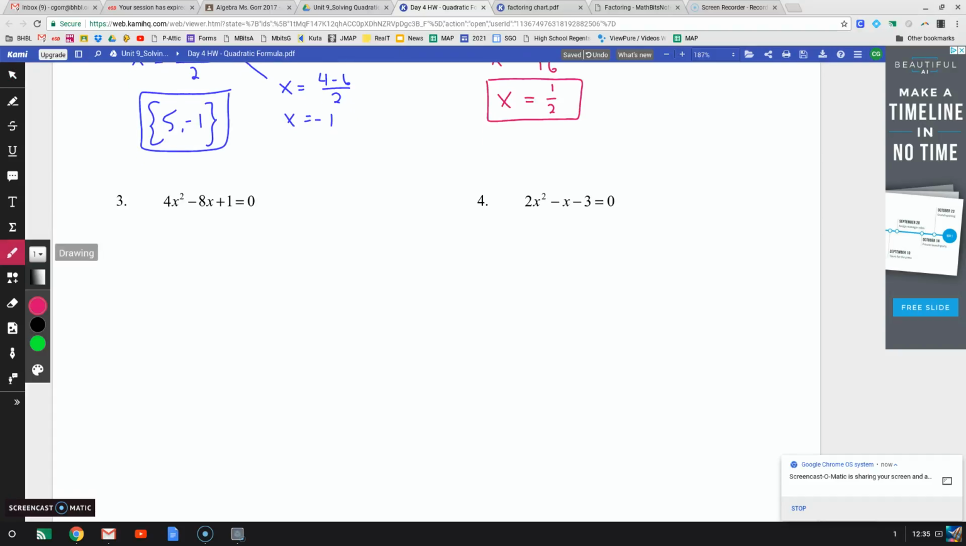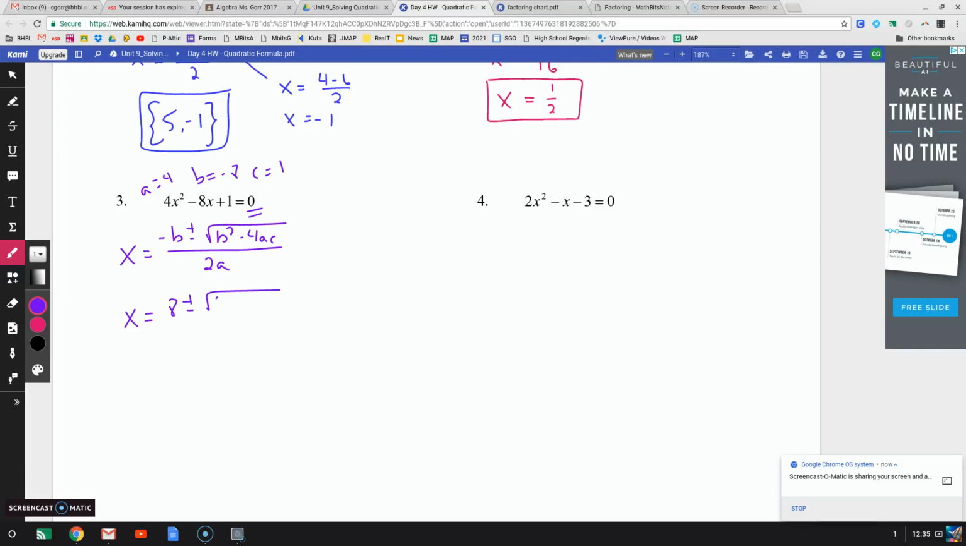Let's talk about number 3. In question 3, again, I'm identifying that my equation is equal to 0. So I'm going to write down my quadratic formula. x equals negative b plus or minus square root b squared minus 4ac all over 2a. My a is 4, my b is negative 8, my c is 1. So 8 plus or minus the square root of negative 8 squared minus 4 times 4 times 1, all over 2 times 4.